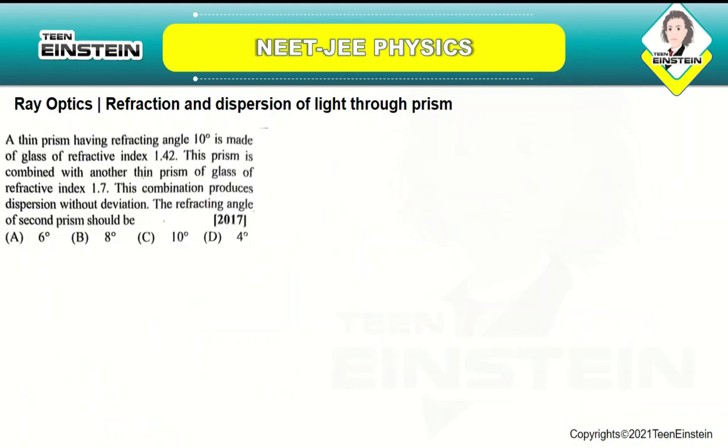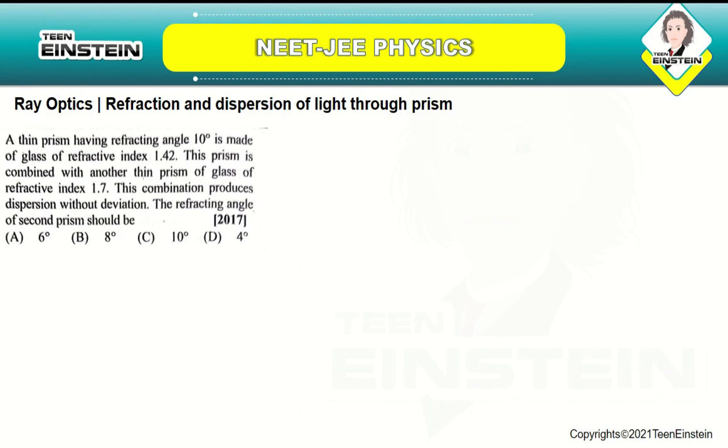A thin prism having refracting angle 10 degrees is made of glass of refractive index 1.42. This prism is combined with another thin prism of glass of refractive index 1.7. The combination produces dispersion without deviation. The refracting angle of the second prism should be.